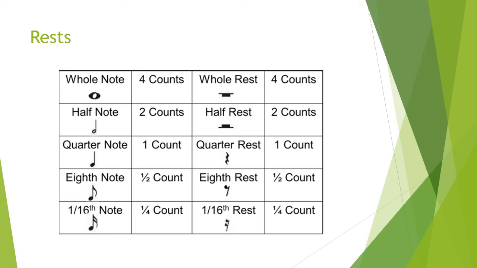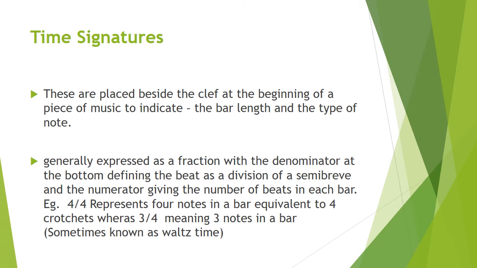So in addition to the note length, we need to know about the time signature. That is, how do we play the song? What tempo are we going to be playing it in? And these time signatures are placed on the clef at the beginning of the piece of music to indicate, firstly, how long the bar is going to be, and the type of note that is typically associated with that. So we express it usually as a fraction, with the denominator at the bottom defining the beat. And on the top we have the numerator, which tells us how many beats.